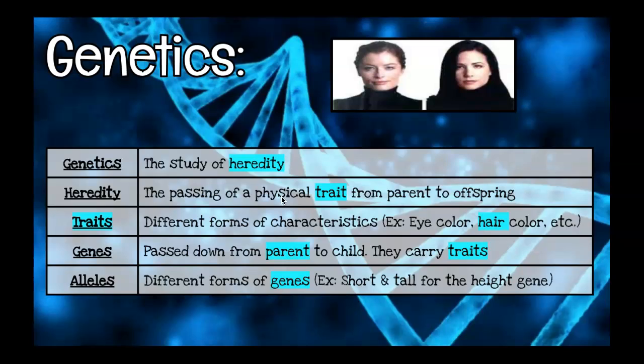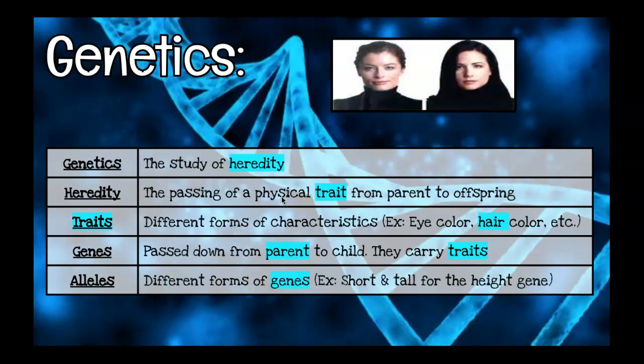Traits are just different forms of characteristics. So I just mentioned blue eyes. Blue eyes is a trait of eye color. You can have brown hair, red hair, black hair, blonde hair. So all of those are different traits. Now, what are genes? Genes are passed down from parent to child, and they are what carries the traits. All right, so your genes carry each individual trait that gets passed down to you.